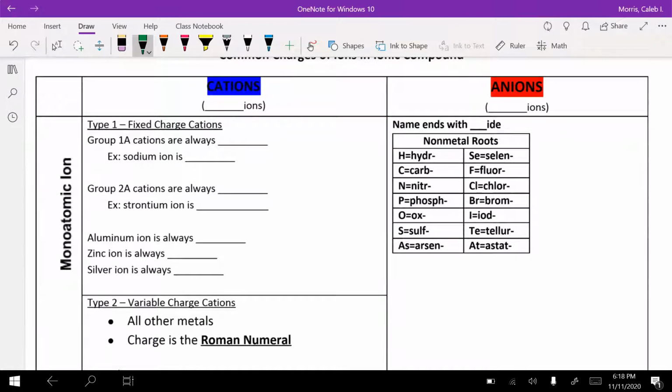All right, cations are positive ions. I've just got a plus sign there. And anions, on the other hand, are negative ions. So we've got different naming rules for whether they're positive or negative ions, and there are different types of positive ions and different types of negative ions. We're going to focus on the cations first, then we'll learn how to do anions.